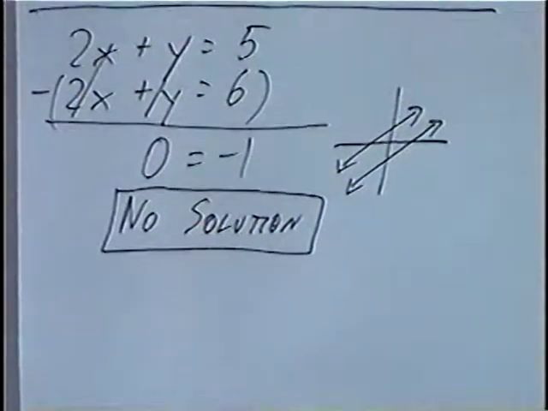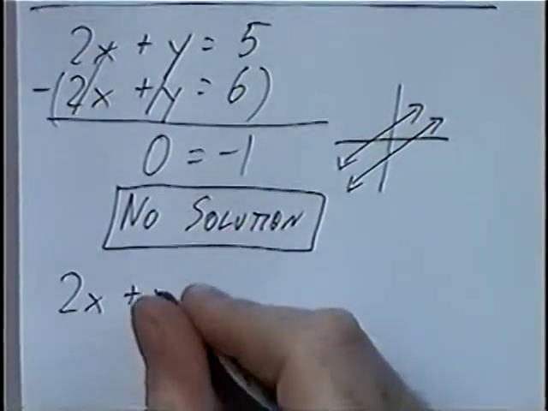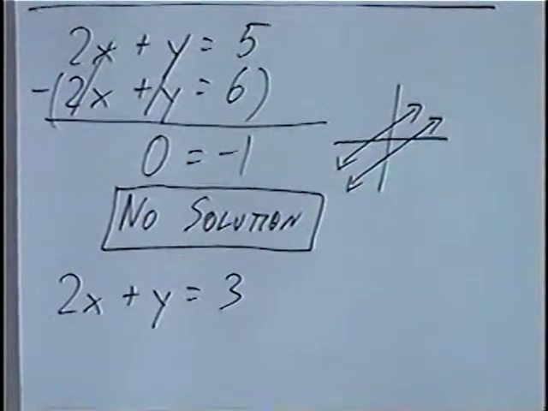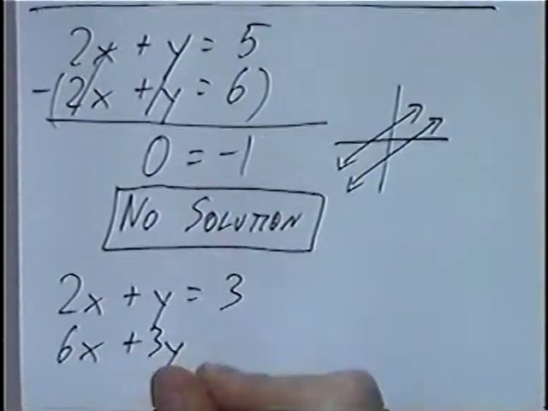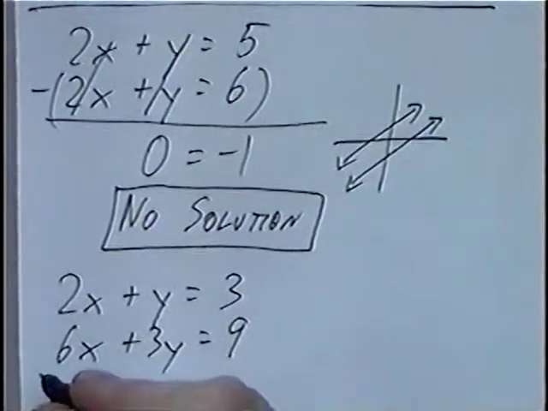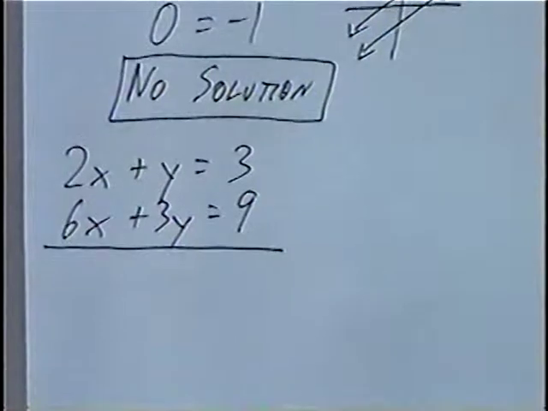Second question, and last question for the section. 2x plus y equals 3. And second equation, 6x plus 3y equals 9. Again, solving by elimination.